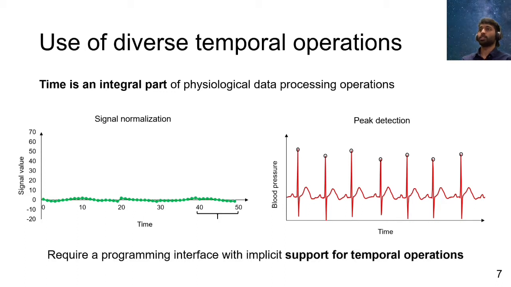As you can see in these examples, time is an integral part of all these operations. Therefore, the data processing system must provide a programming interface with implicit support for temporal operations in order to make it easier to write these types of computations.